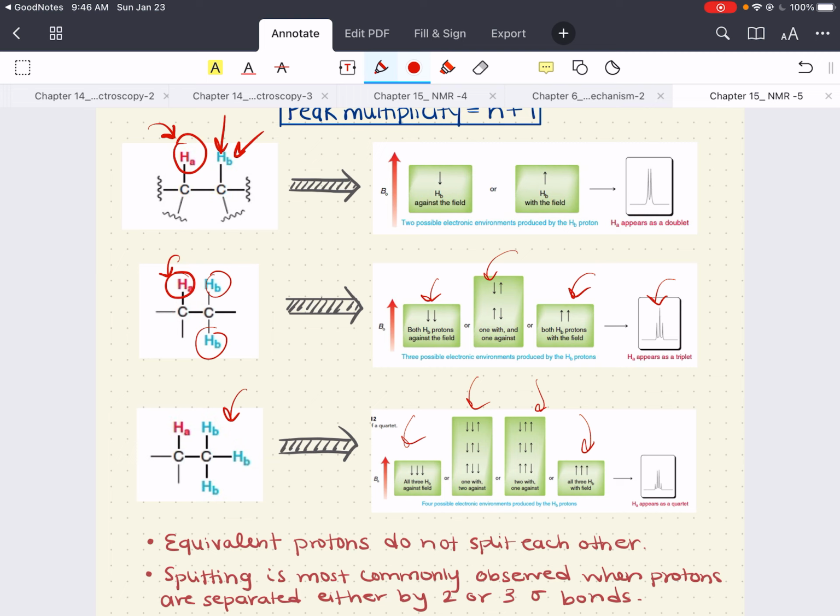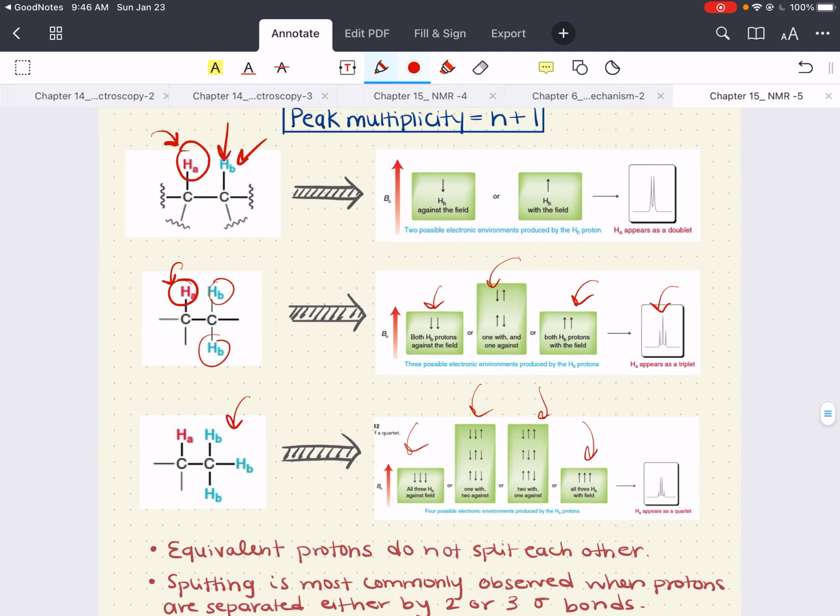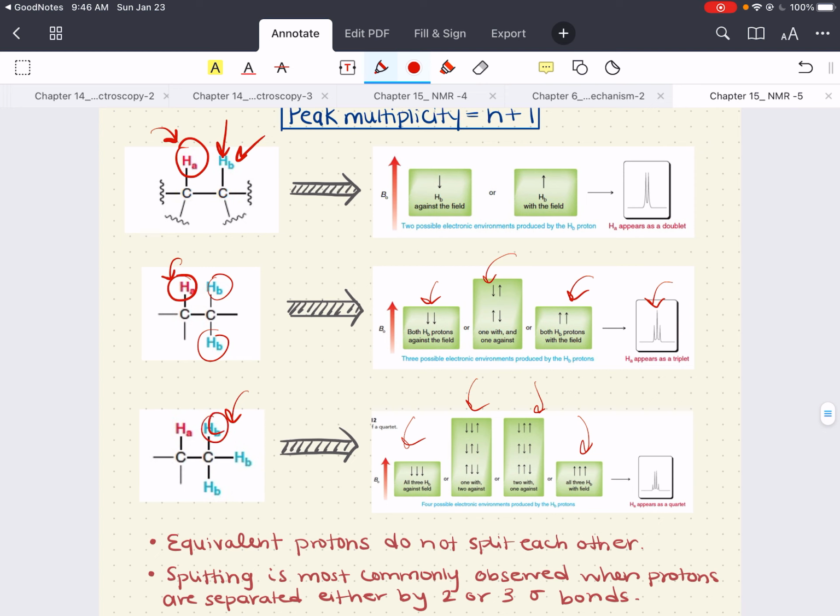All right, so there are 2 major things that determine whether splitting occurs or not. Equivalent protons do not split each other. So when we're looking at HB's signal, all the other HBs that are equivalent to it do not cause the splitting of the HB signal. And splitting is most commonly observed when protons are separated by either 2 or 3 sigma bonds.